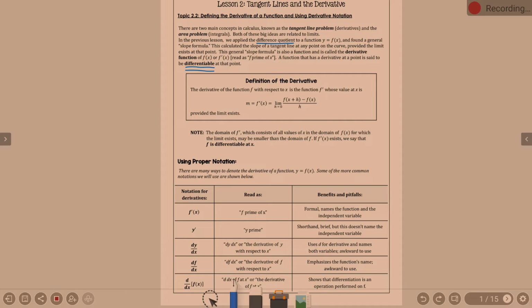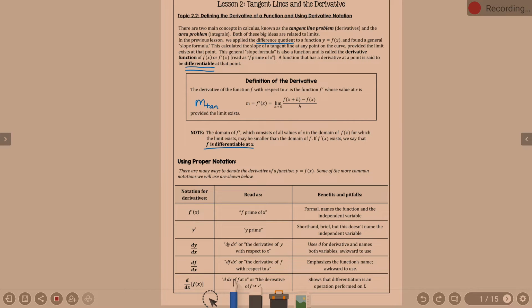So the derivative of the function f with respect to x is the function f prime of x whose value at x is given there. Again, provided the limit exists. Note, the domain of f prime, which consists of all values of x in the domain of f of x for which the limit exists, may be smaller than the domain of f. If f prime of x exists, we say that f is differentiable at x. Another thing I can mention, in terms of that notation we talked about earlier, this is the slope of the tangent line. So you may see that as well.